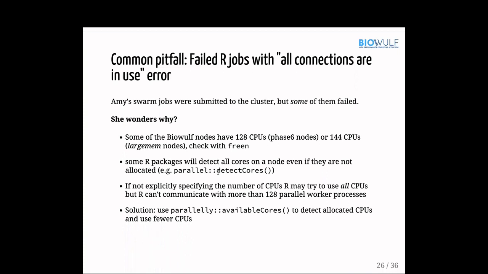if the code has a parallel detectCores call, just replace that with parallelly availableCores. parallelly is a much newer function, and if you allocate a number of CPUs, it detects the allocated CPUs and will not report the whole number of CPUs. The other case is if you realize in your job you allocate more than 125 CPUs, it will fail. So it's better to use fewer CPUs instead.